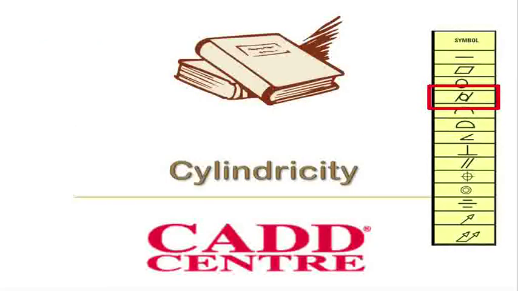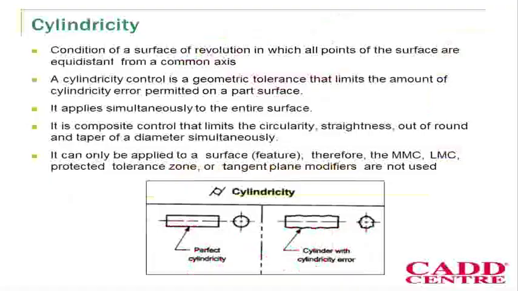The next condition is cylindricity. The cylindricity tolerance is applied with the symbol as shown in the picture. Cylindricity is a condition where the surface of revolution in which all points of the surface are equidistant from a common axis. It is applied simultaneously on the entire surface.